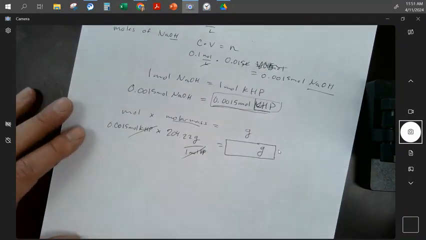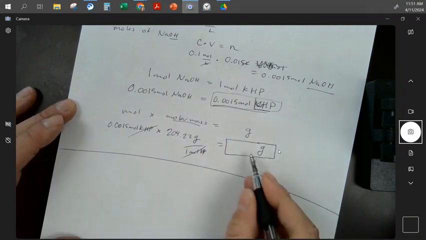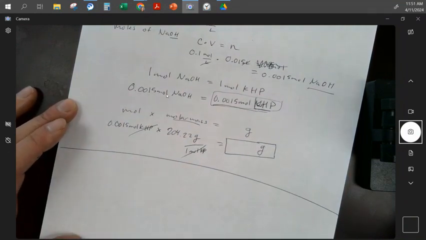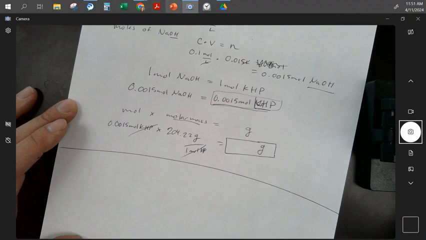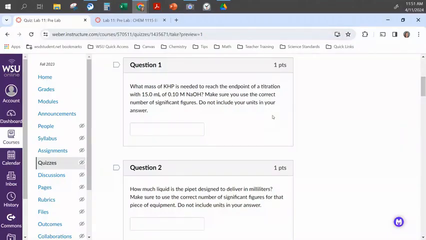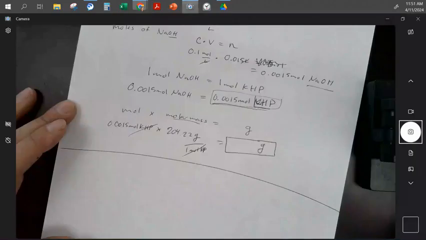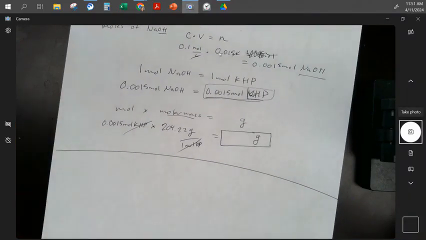Okay, the other thing it's going to ask you for is sig figs. So I'm going to let you do that calculation. Really quick, let's go back to Canvas and we'll come back to this page. So that's what this box is asking: how many grams are you going to measure out? Well, we have 3 sig figs here, and we have 2 sig figs here. So our answer better have 2 sig figs. Okay, so that's the first box.